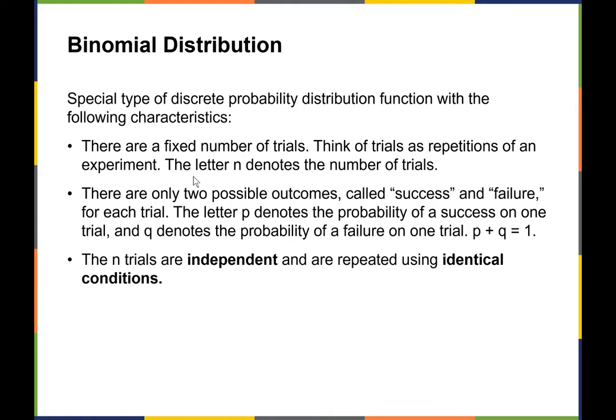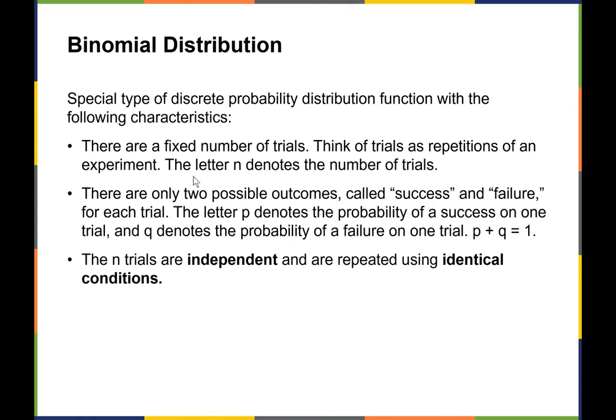For this one, we're going to do a number of trials of an experiment. Each repetition of the experiment is exactly the same as the previous one. Nothing changes between the trials. And the letter N is going to denote the number of trials that we do. In this type of experiment, there's only going to be two possible outcomes. You're either going to have a success or you're going to have a failure.